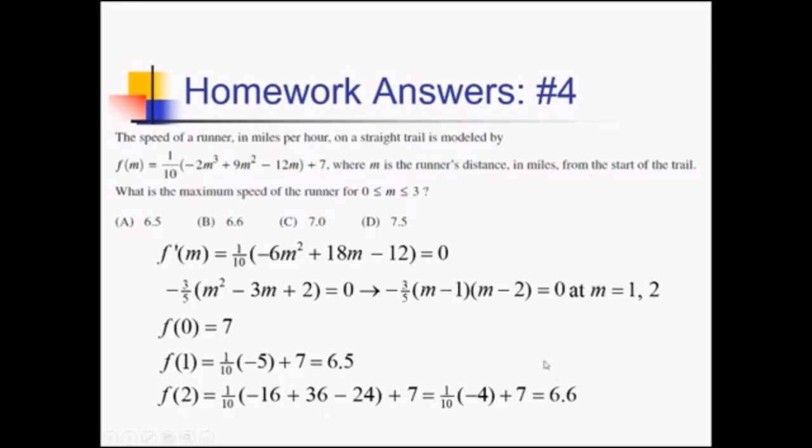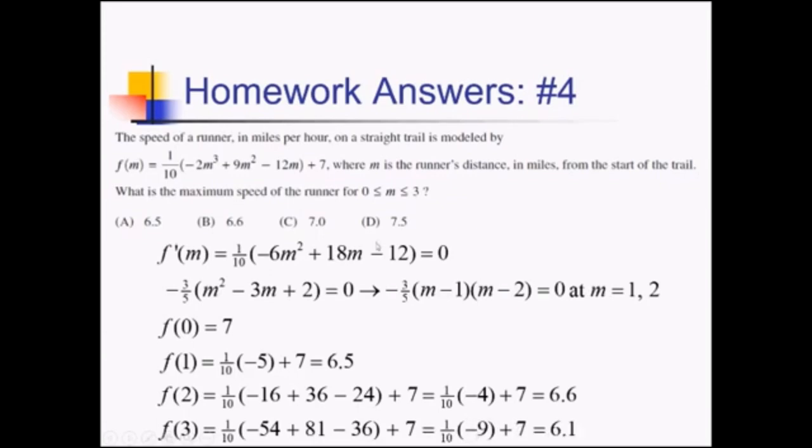And now for the last bit here, we've got 3, the other endpoint, getting plugged in. So that's going to be 1/10. And then we have negative 2 times 27, so negative 54. 9 times 3 squared, that's 81. 12 times 3 is 36, so minus 36. And still have that plus 7. All the stuff inside here, we've got negative 36 and negative 54. That adds up to negative 90. Plus 81 is going to be negative 9. So this is 7 minus 9/10, basically, so 6.1.